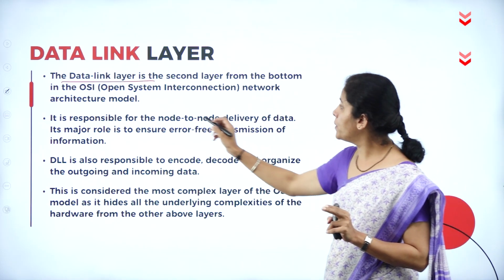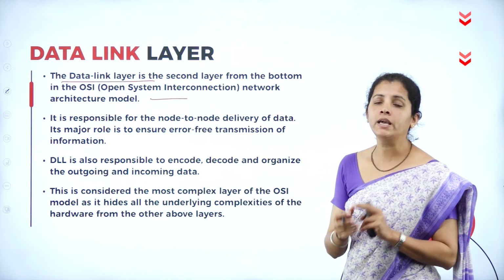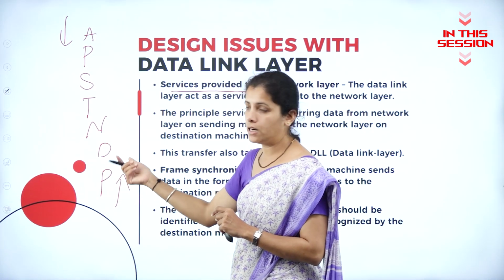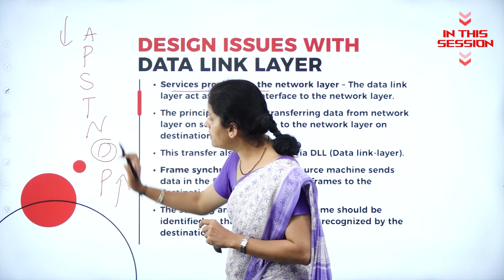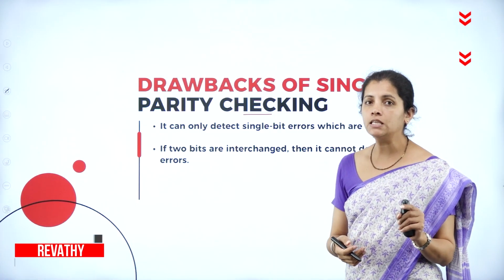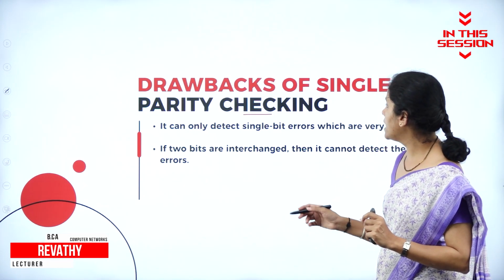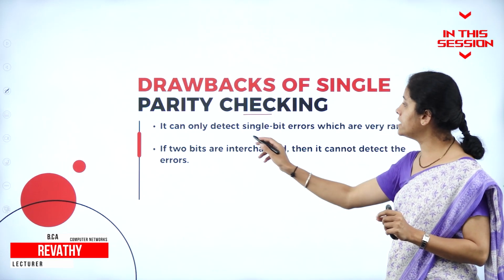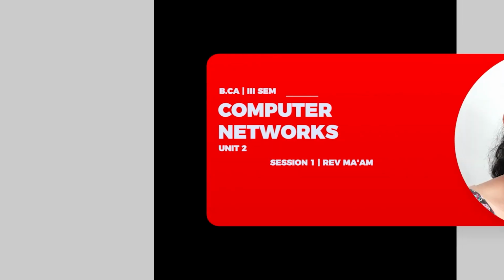Interconnection, and where we studied this topic in our first unit. If I consider the data link layer, it comes between the network layer as well as the physical layer. By using this mechanism, I can check only single bit error.